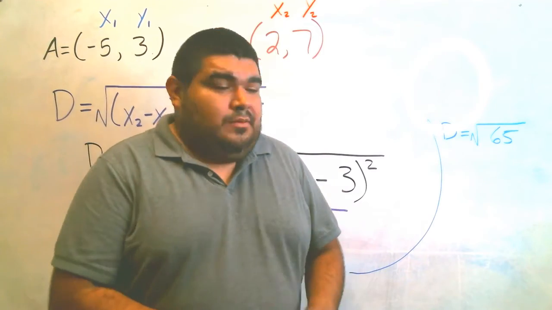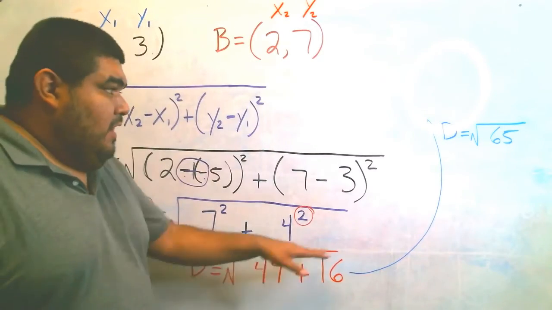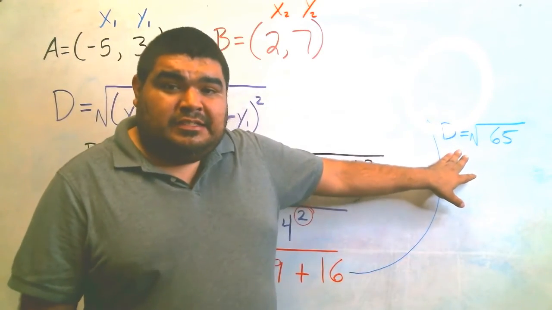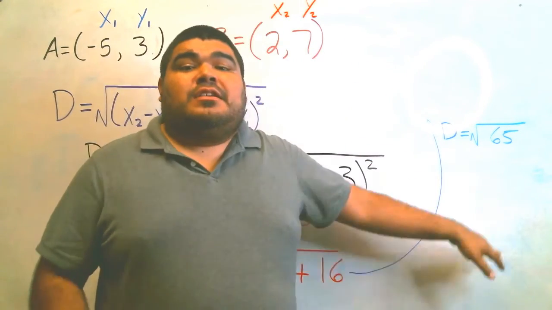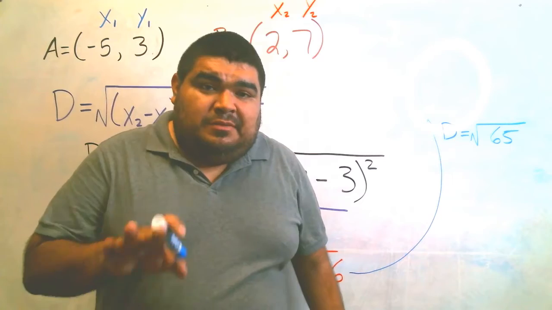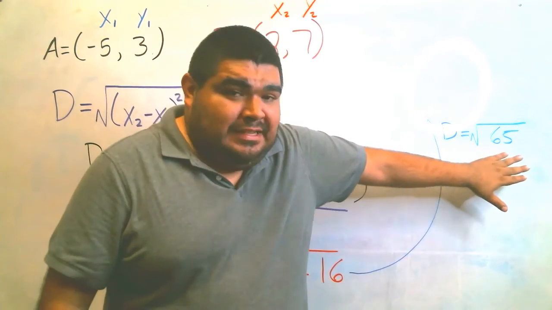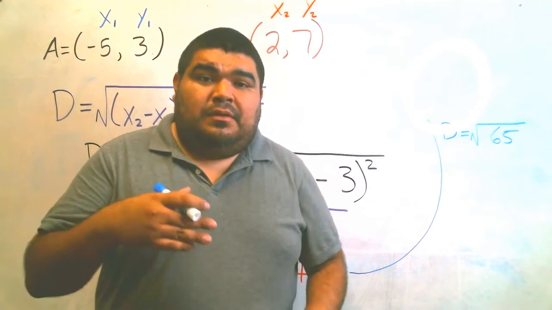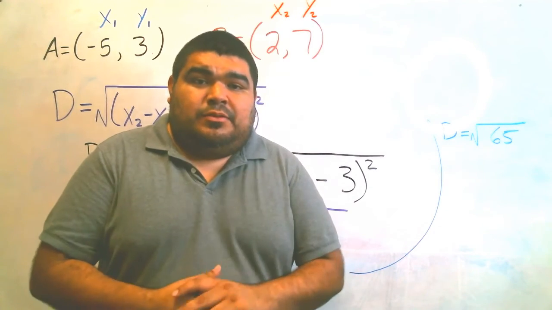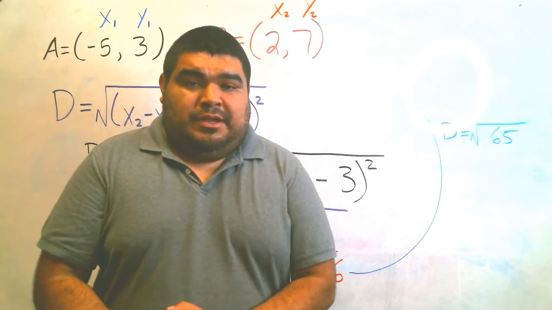All right, guys, so notice that the answer, the distance between point A and point B, was radical of 65. If it's not a perfect square root, leave it as it is, okay? Now, we're gonna get into your assignment for today.